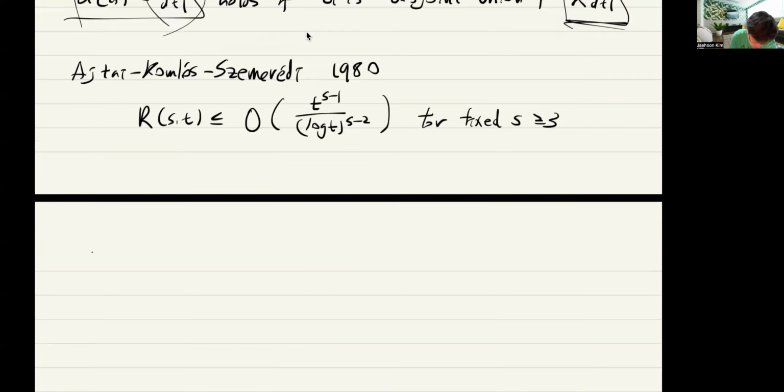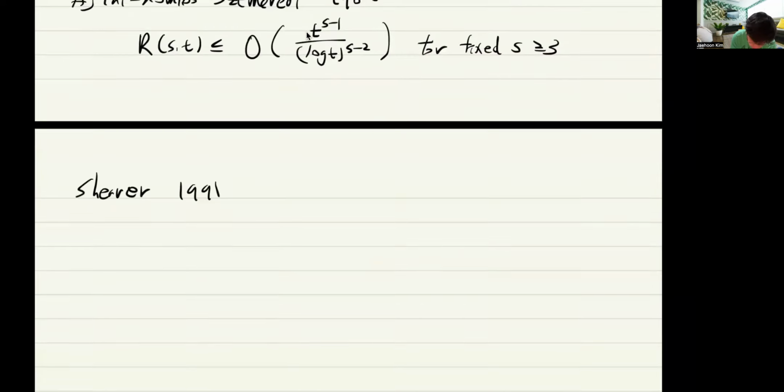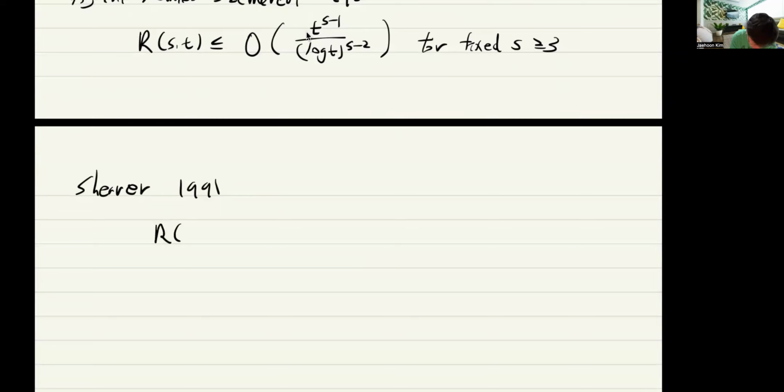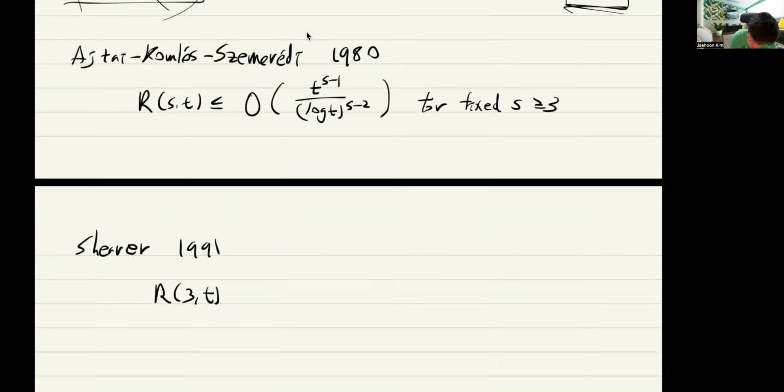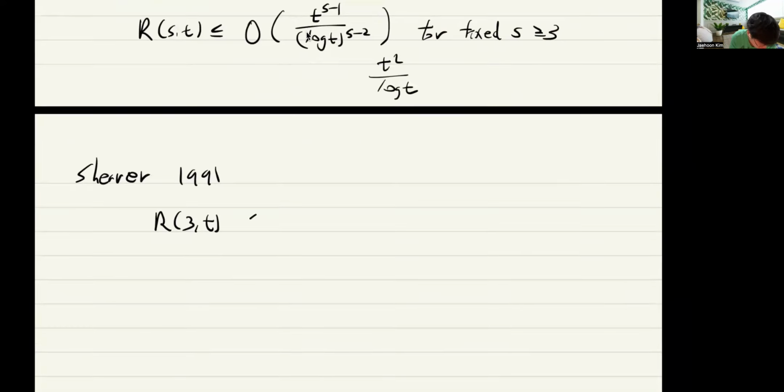Okay. Later, Shearer in 1991 improved the constant. So when s is 3, what does this give? t squared over log t. And Shearer actually proved that we can even get a better constant for the triangle case. It's (1 + o(1)) times k squared over log k.